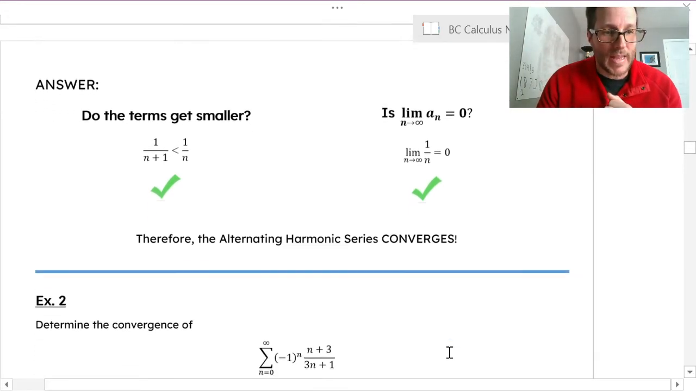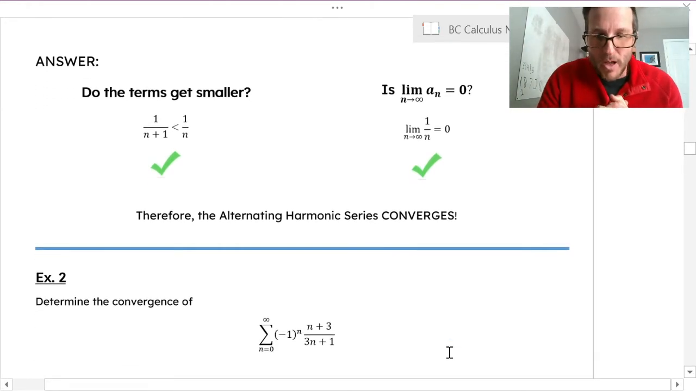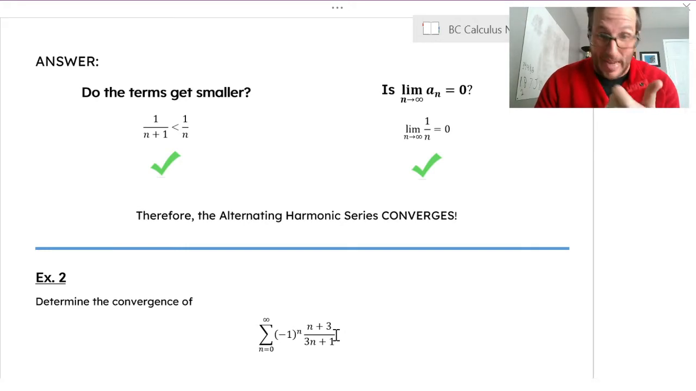All right, let's take a look at another one. Here is another alternating series. I know that because I get this little negative 1 to the n critter. That's telling me that it's alternating. But then the numerical part is n plus 3 over 3n plus 1. So we want to see if this thing converges. So we've got to ask the question, is it getting smaller and is it trending to 0?